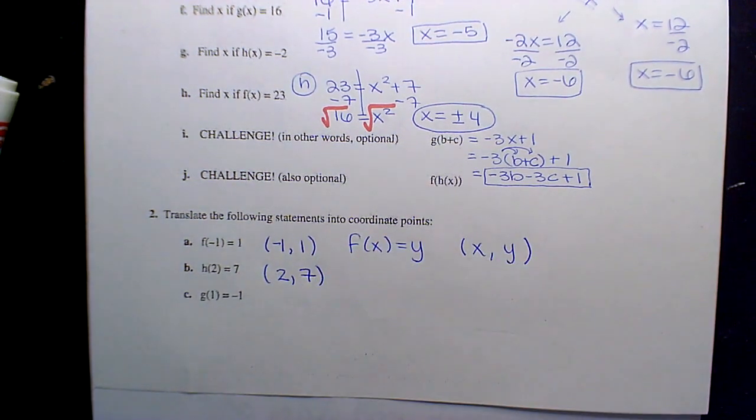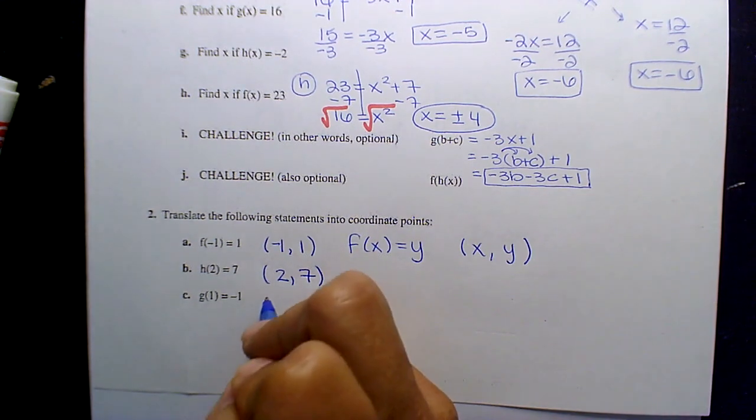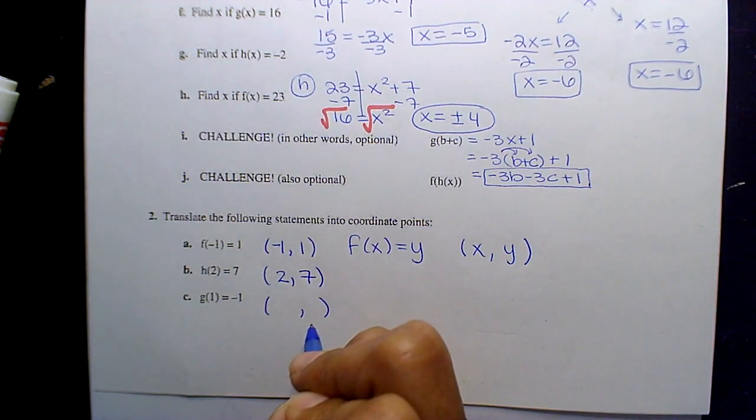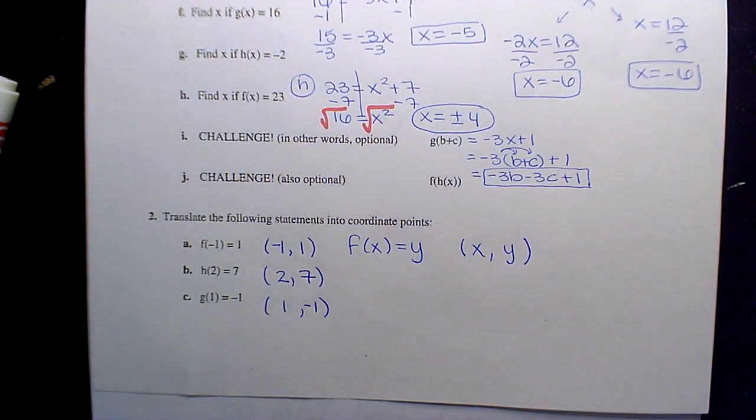And I'll have kids mess it up, and then there'll be a quiz, and they'll ask, is it this one or this one? I'm not telling you. Okay, and then what's this? 1, negative 1. That's it. You just have to know which is x, which is y, which is the input, which is the output.